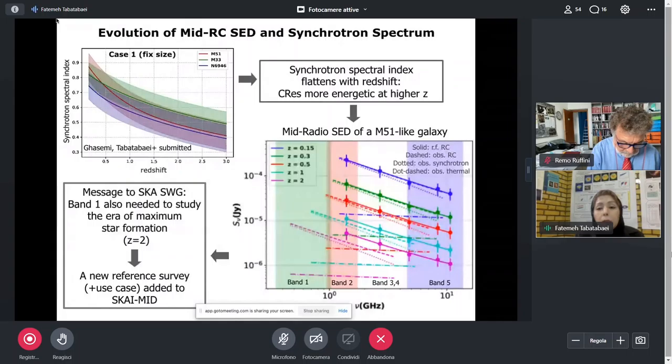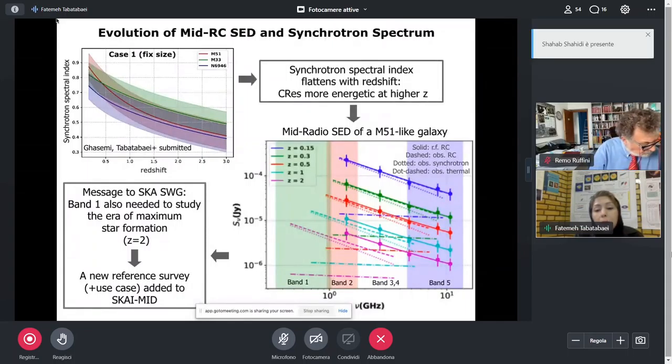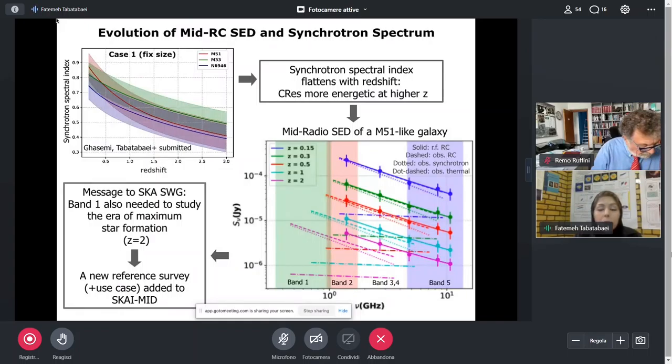According to this evolution, we can also construct the mid-radio SED, which is the spectral energy distribution of the radio continuum between 1 and 10 gigahertz. Here I show it for an M51-like galaxy. You see that if you want to observe galaxies at the epoch of maximum star formation, then you should also use band 1, while surveys before this study had concentrated only on band 2 and band 5.